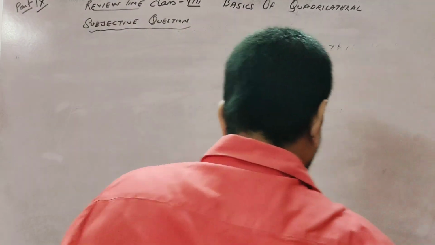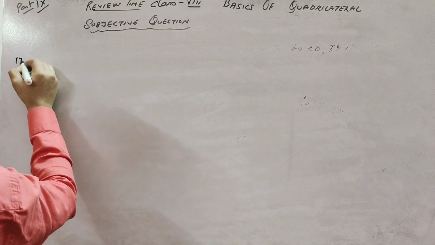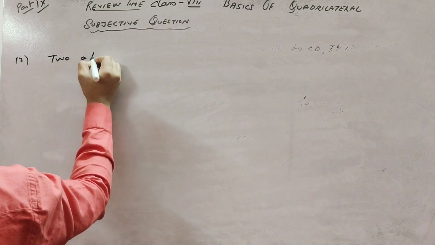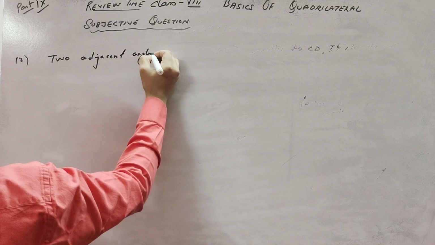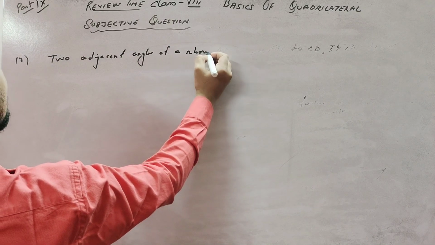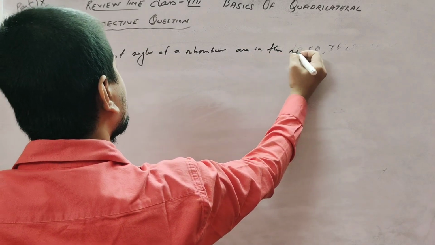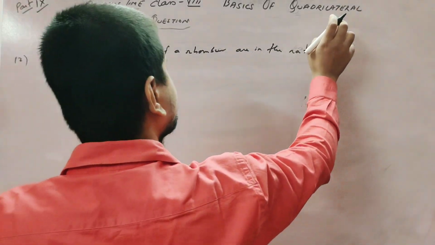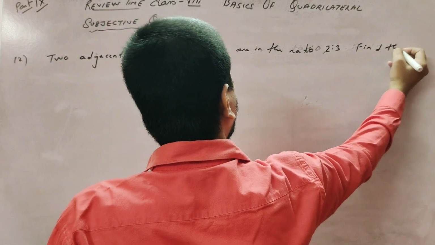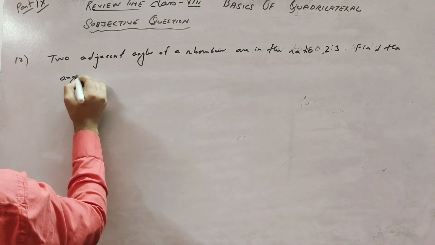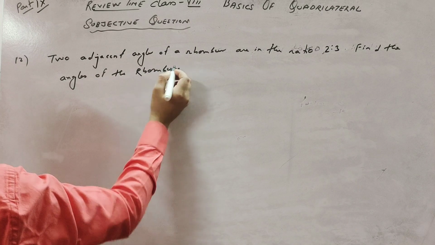Now question number 12. Two adjacent angles of a rhombus are in the ratio 2:3. Find the angles of the rhombus.